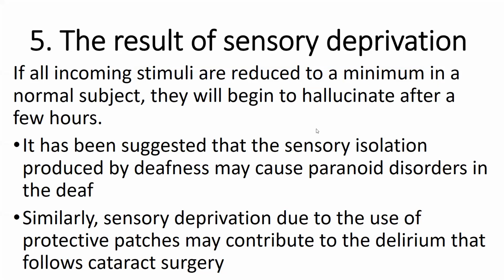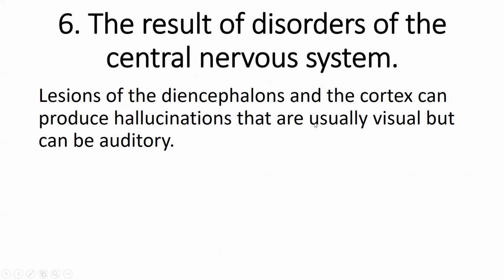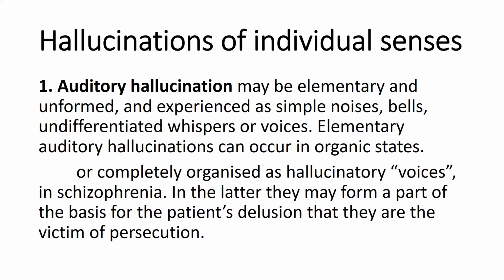So let's move on. Well, yes, obvious. Hallucinations can be just a result of the damage of the central nervous system. That's it. Now, hallucinations also can be classified by the types of individual senses.